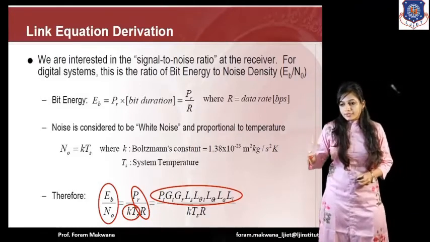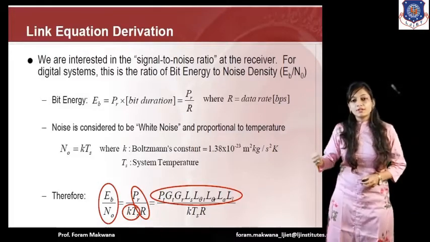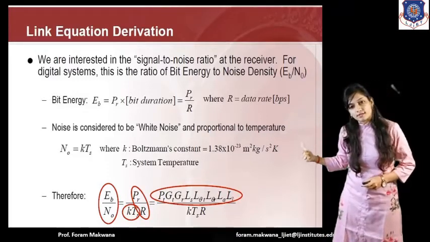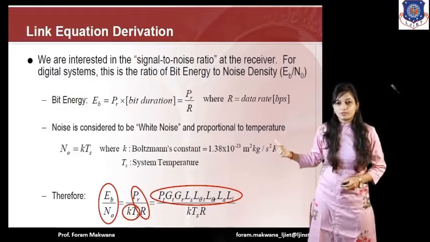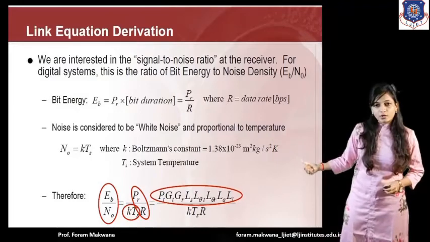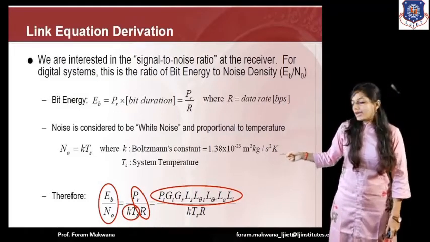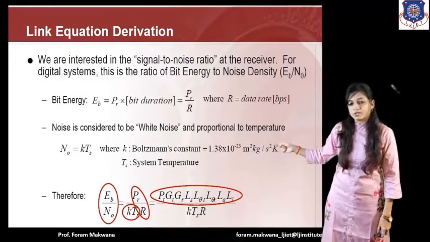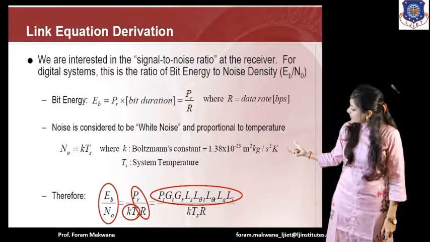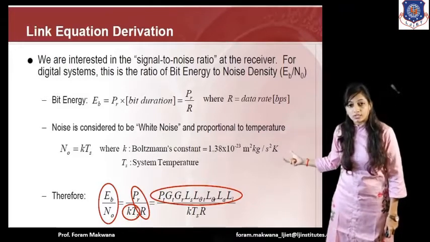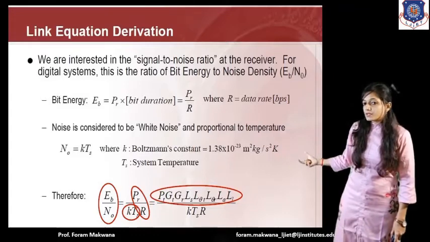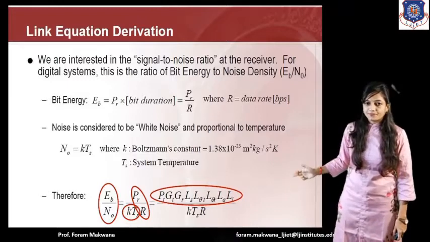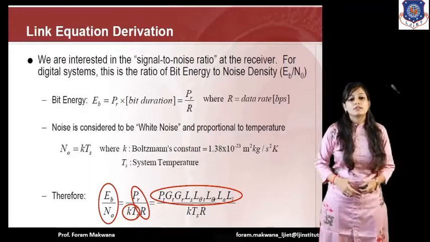Now, there are different types of loss, but over here, which kind of loss are we going to consider? We are going to consider what is called white noise, which is proportional to the temperature, right? So for calculating white noise, N0 is equal to K into Ts. What is K? K is my Boltzmann constant. That value is 1.38 into 10 raised to minus 23 meter square into kilogram per second square into Kelvin. Right? What is Ts? Ts is my system temperature.